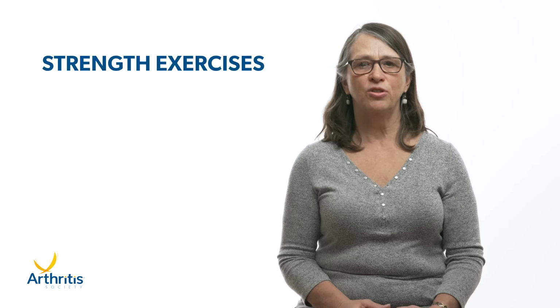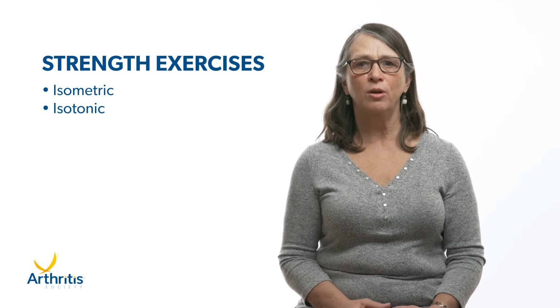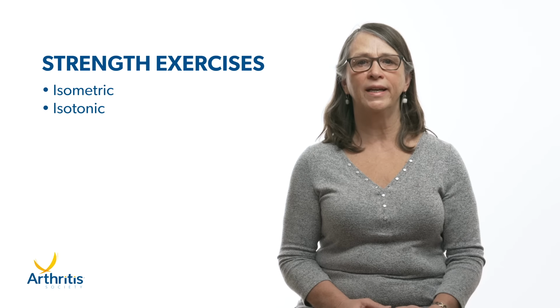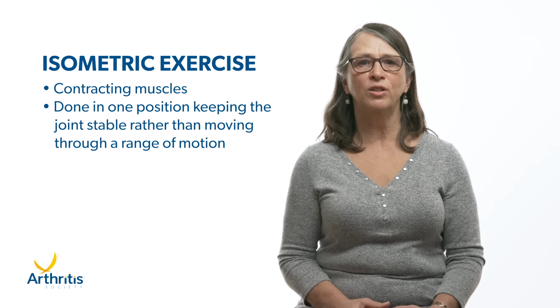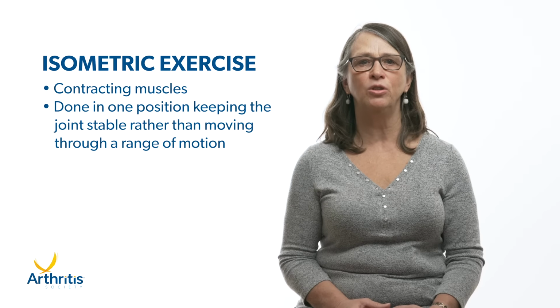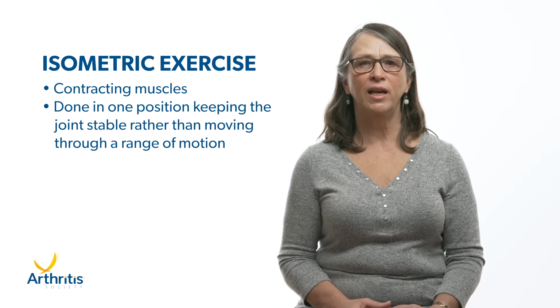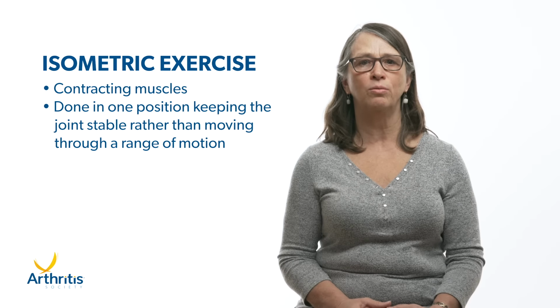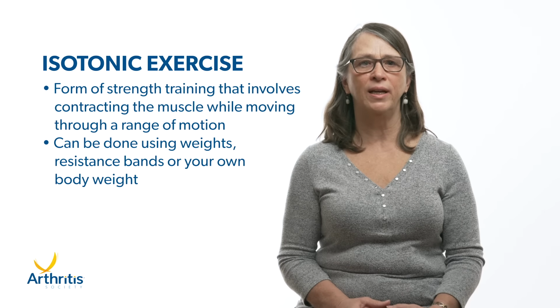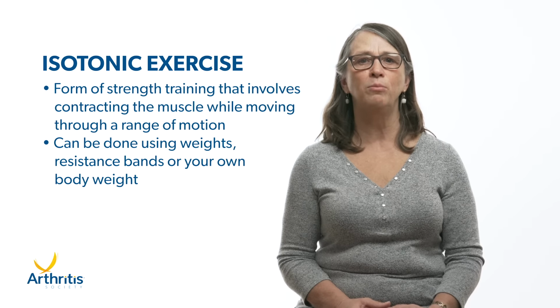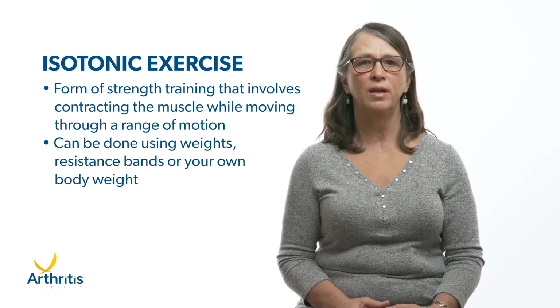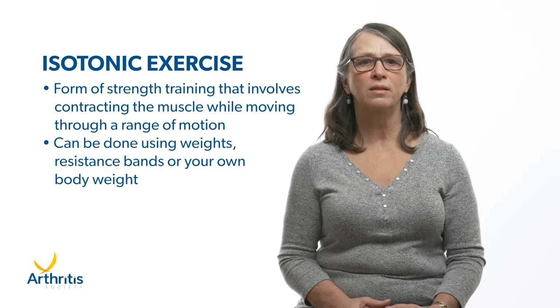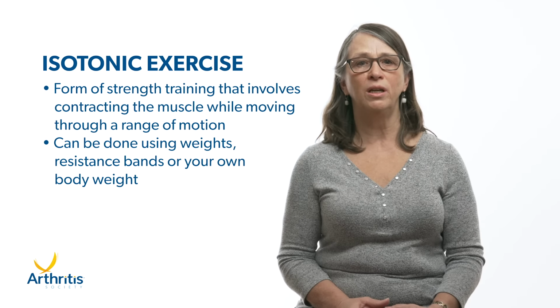The strengthening exercises we'll be talking about are isometric and isotonic. Isometric exercise is a type of strength training that involves contracting the muscles without visibly moving the joint. Isometric exercise is done in one position, keeping the joint stable rather than moving through a range of motion. Isotonic exercise is a form of strength training that involves contracting a muscle while moving a joint through its range of motion. This can be done using weights, resistance bands, or your own body weight.